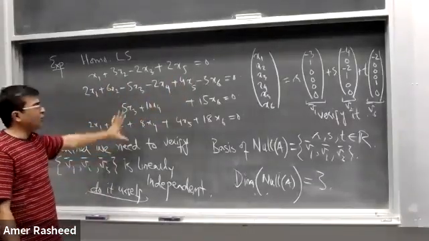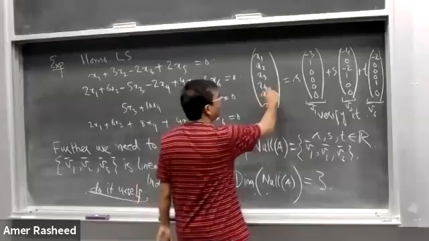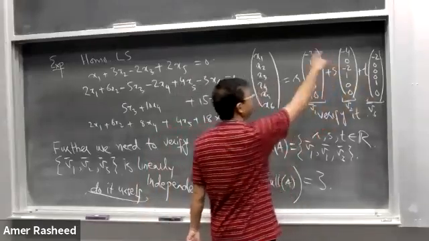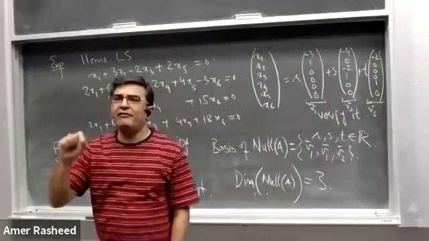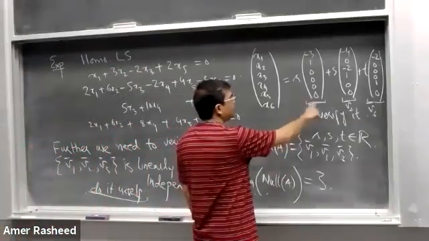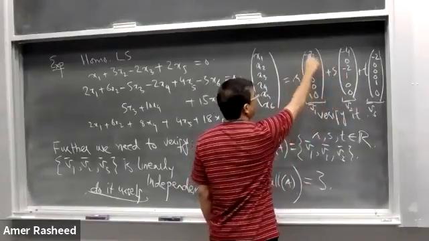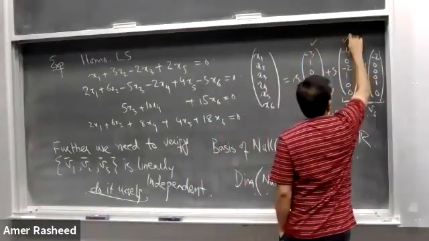What we do, we write the corresponding augmented matrix and we solve it. After solving it, we can have a solution of this kind, which will definitely have free variables in it. Now, after looking at the solution, we can say that the null space is generated by these vectors, this one, and this one, and this one.